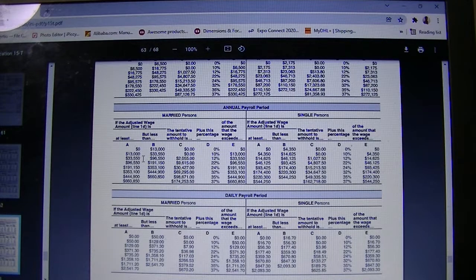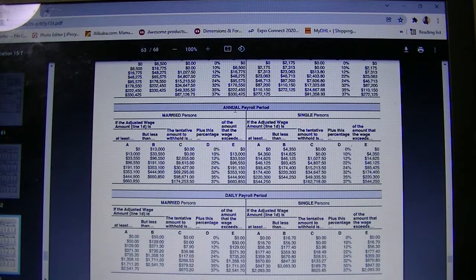So if the annual salary is more than 33,000 but less than 96,000, it is within that category, so automatically you have to withhold 2,055, and then you take the amount that you pay minus 33,550, and that difference times 12%. Whatever it gives you, you add it to 2,055, and that's the tax you withheld. That's the way it works.